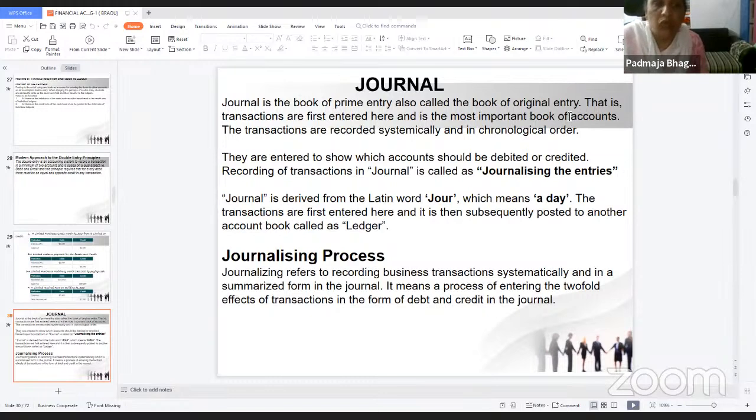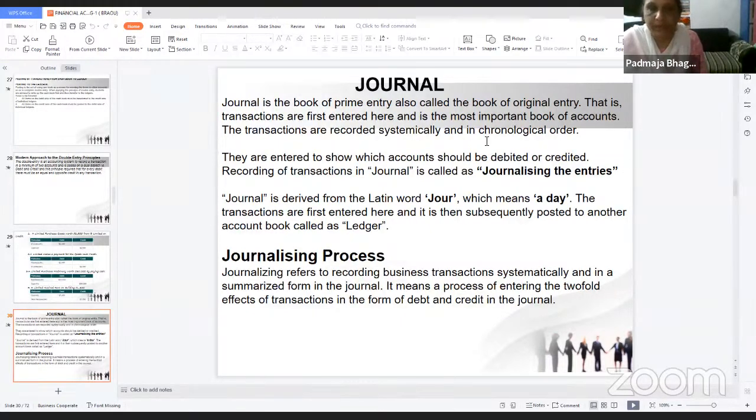Most important. So whatever you do day to day, on the first you are purchasing, on the first you are selling, whatever the transactions on the particular day will be written. Then the transactions are recorded systematically and in chronological order. As I have said, it is date-wise and even time-wise. So in the morning at 9 o'clock you have purchased, and in the morning at 10 o'clock you have sold.